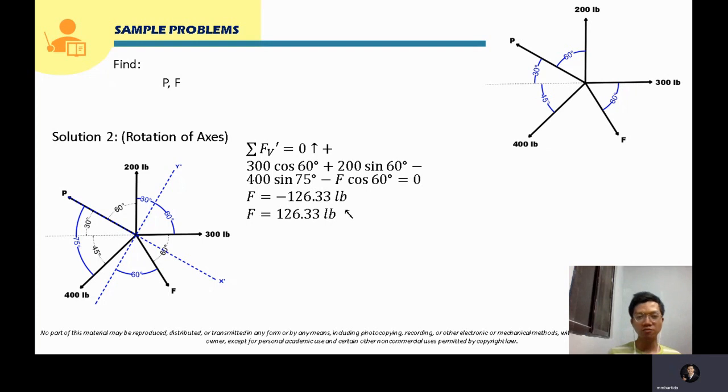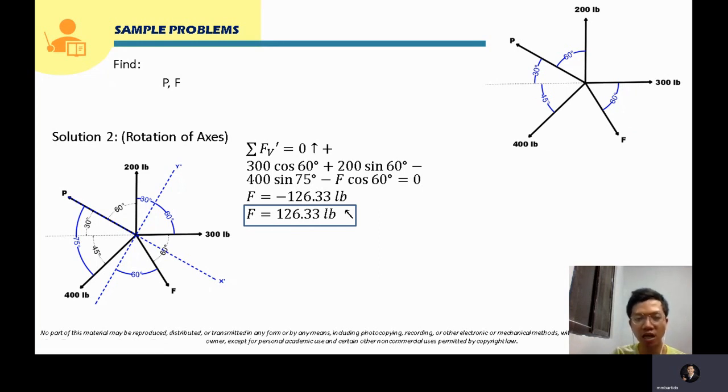So our F should be 126.33 opposite of this direction, no? So it should be directed upward to the left, no? Okay, so that will be the value of F.